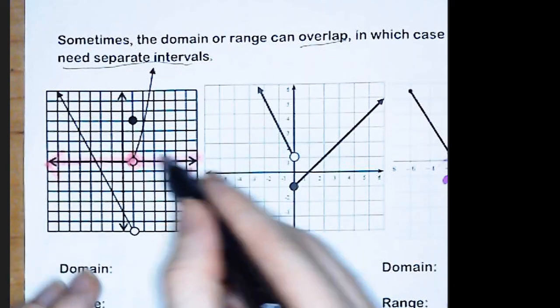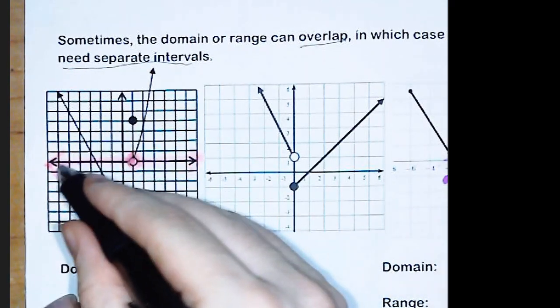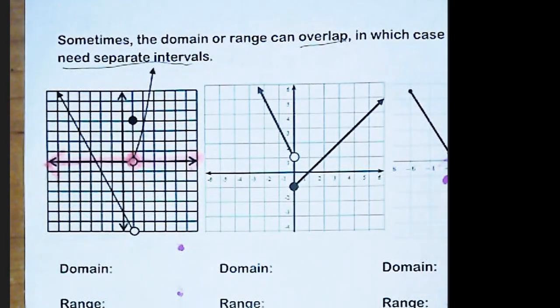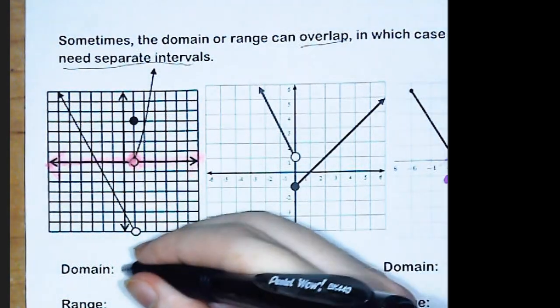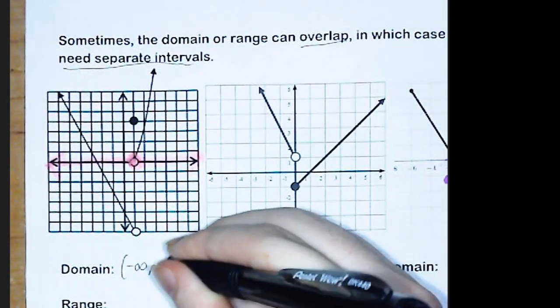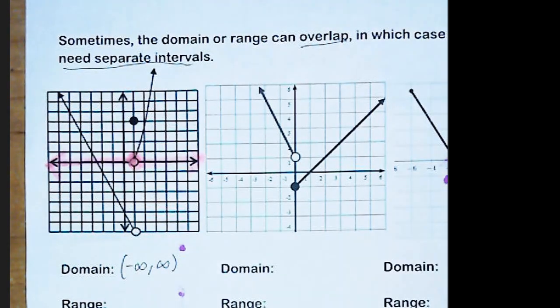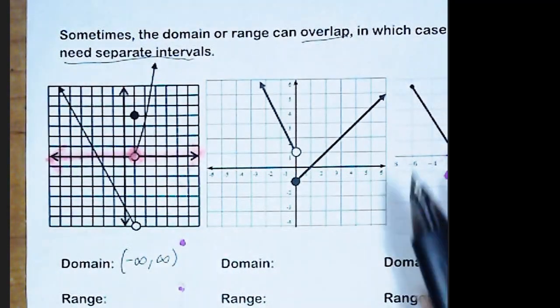You can see that there's overlap in our domain, and we end up with just a straight up horizontal line covering every single x value. So that's going to go from -infinity to +infinity. And if I were asking for set notation, this would be all real numbers.